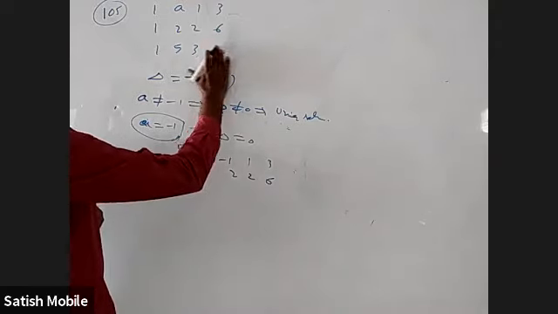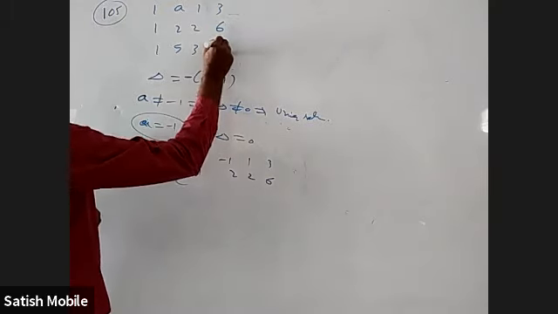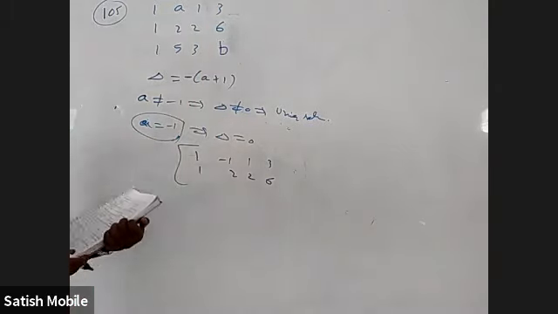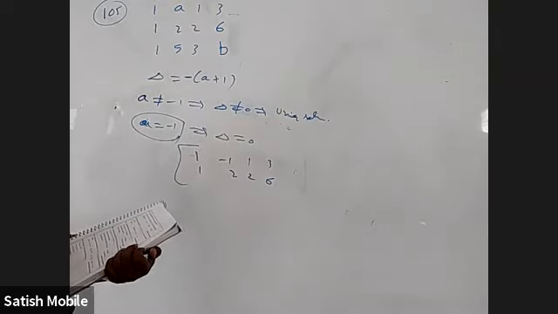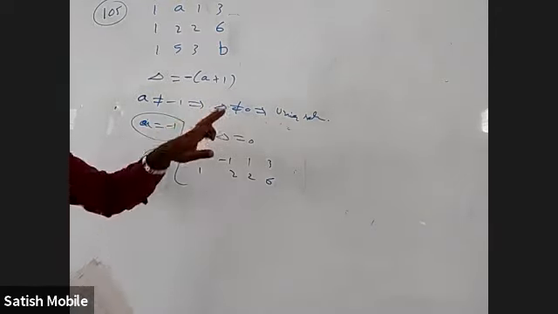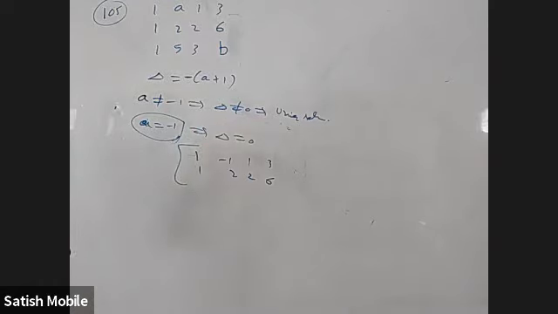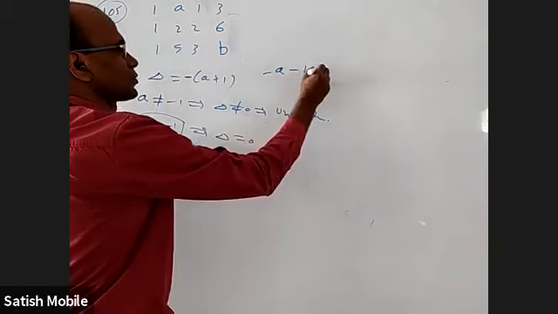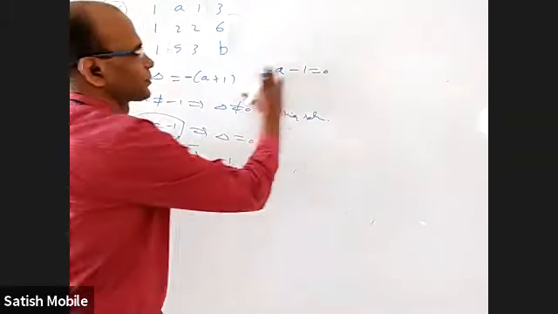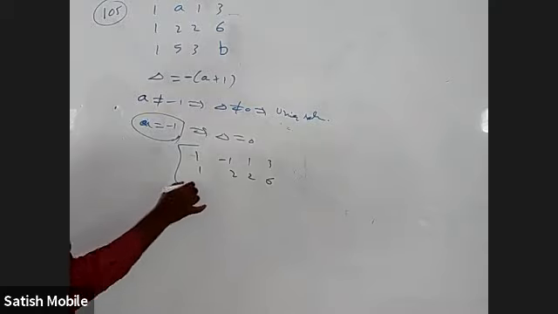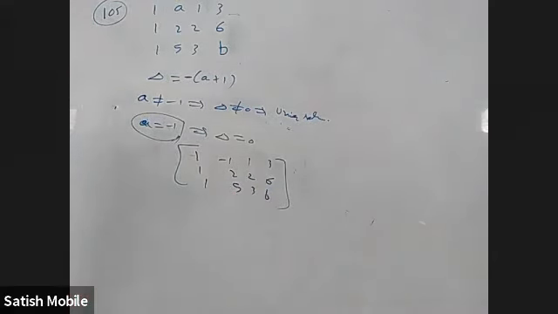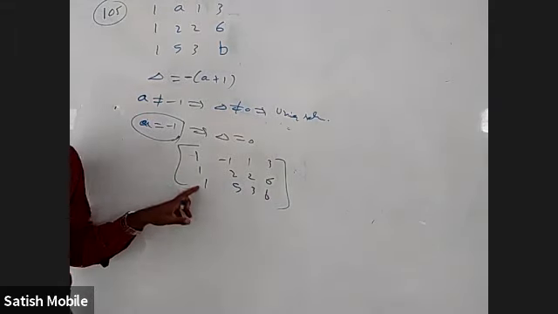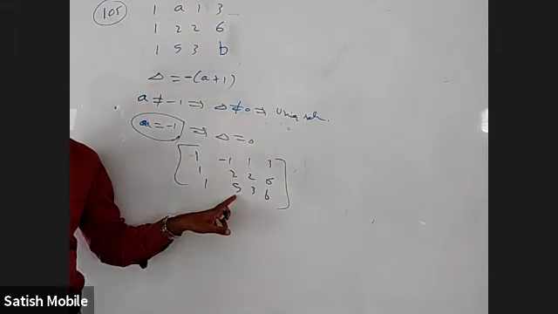This is b. I read b and 6 alike, so you have to manage. Minus a minus 1 equal to 0, and a, that's it. 1 5 3 b. Okay. So now our standard process of converting these two into zeros and then convert this into 0. We'll try to do that.